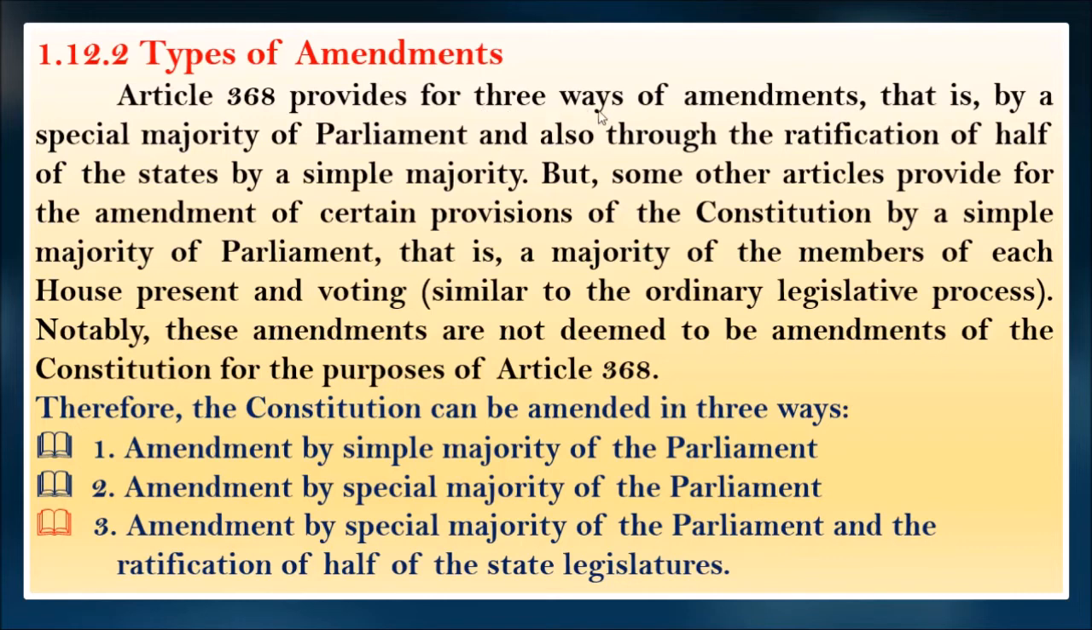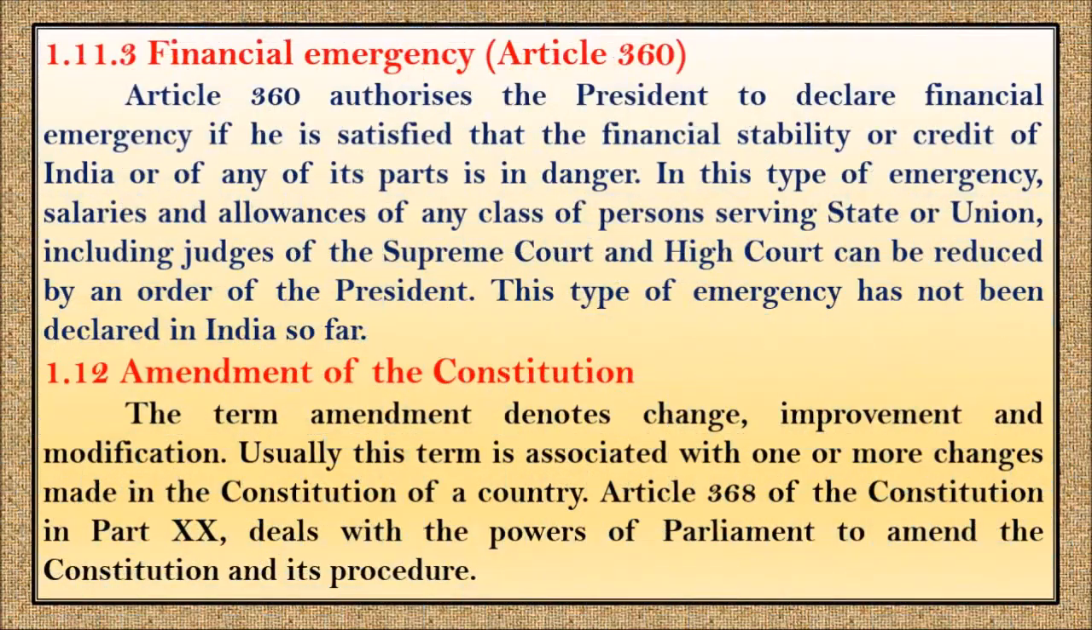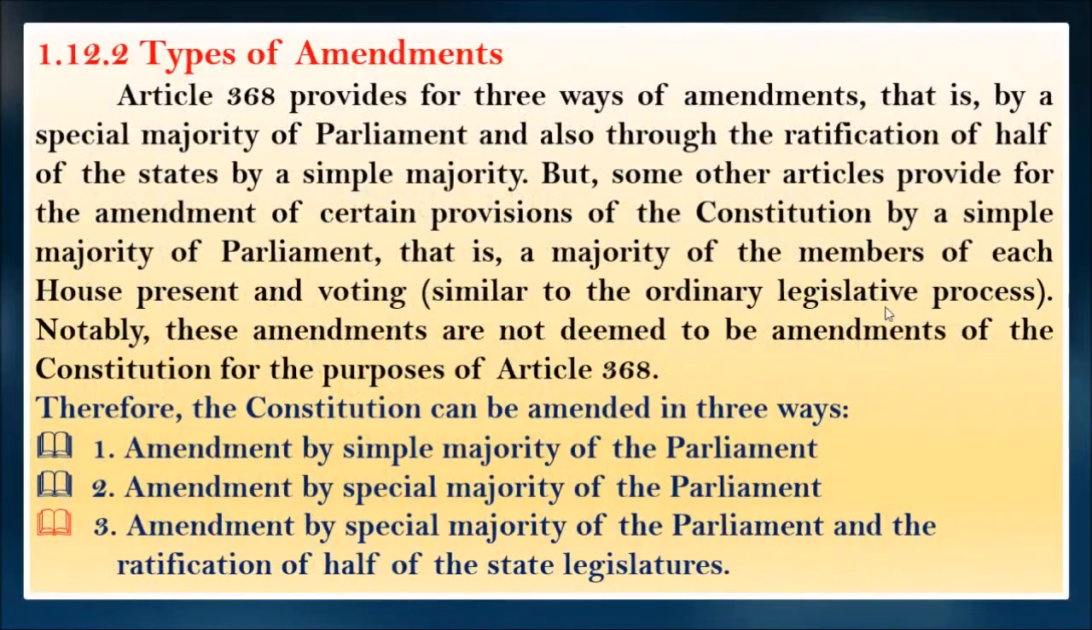Article 368 provides for 3 ways of amendments, that is by a special majority of parliament and also through the ratification of half of the states by a simple majority. Okay children, wait, something has changed. Yes, but some other articles provide for the amendment of certain provisions of the constitution by a simple majority of parliament, that is a majority of the members of each house present and voting, similarly to the ordinary legislative process. Notably, these amendments are not deemed to be amendments of the constitution for the purpose of article 368.